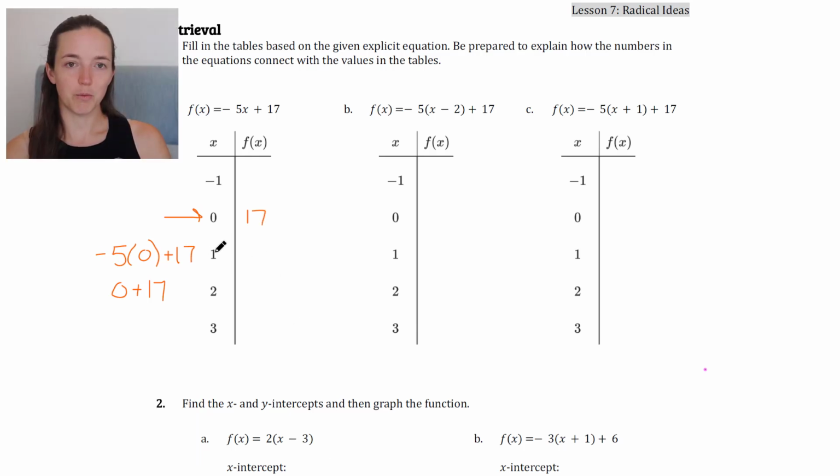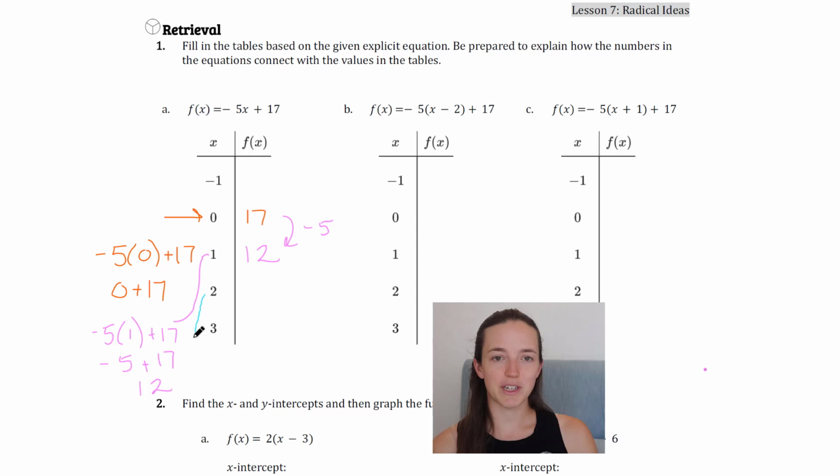Now I'm going to plug in 1. I'll come down here. Negative 5 times 1 plus 17. That's negative 5 plus 17, which is 12. Interesting. I've noticed that all we really did was subtract 5 to get from one step to the next. Let's see if that happens on the next step. Negative 5 times 2 plus 17, that's negative 10 plus 17. Oh yeah, that's just 7.